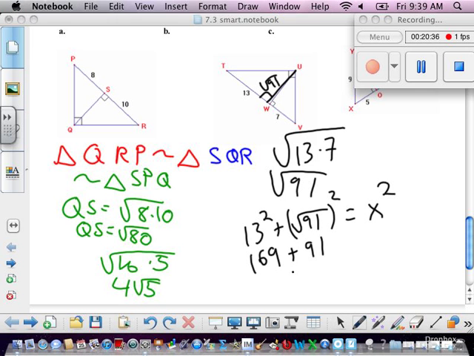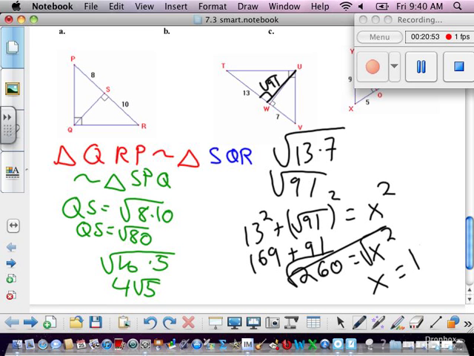Equals, what did I say? 260 equals x squared, so I take the square root of both sides. So x is approximately 16.12. 169 plus 91 is 260. You take the square root of both sides, and you get x equals 16.12.